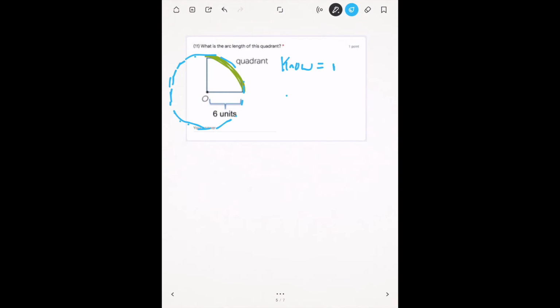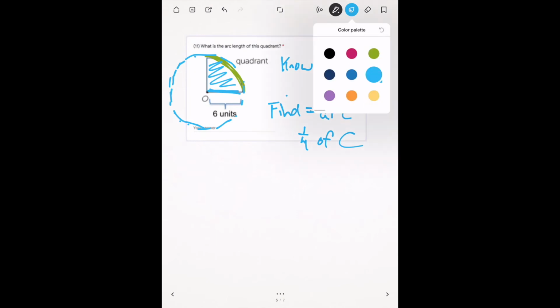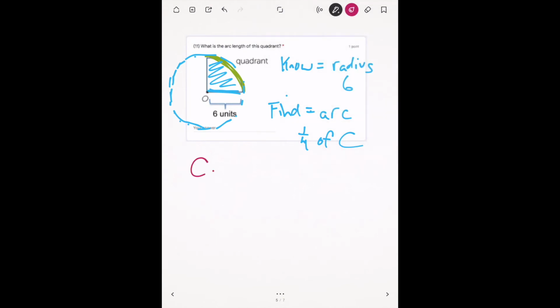Well, we know that the radius is 6. This piece here would be a radius of that big circle. And we're trying to find the arc length. And we have a quadrant, which is 1/4 of the circumference. Okay, so we have a little work to do. We're still going to use the same formula, C equals pi d.